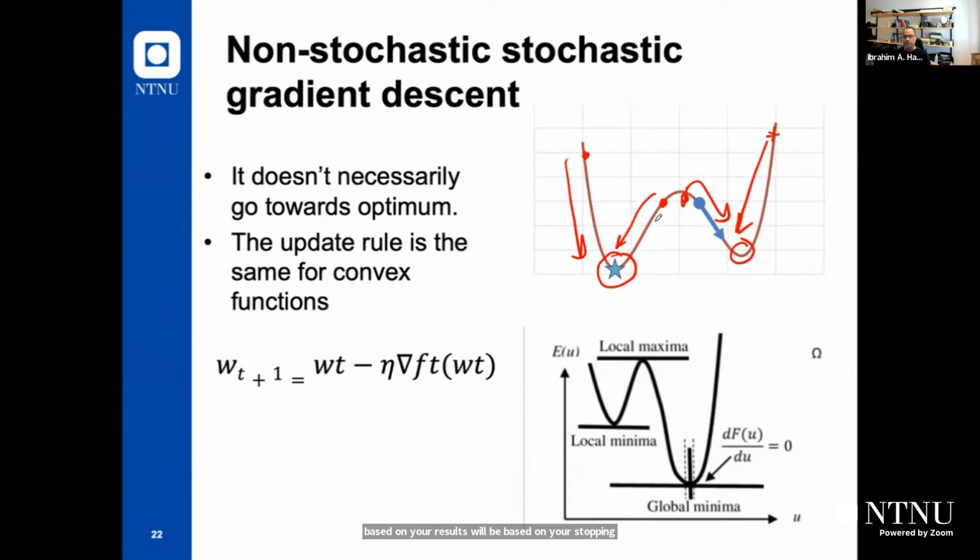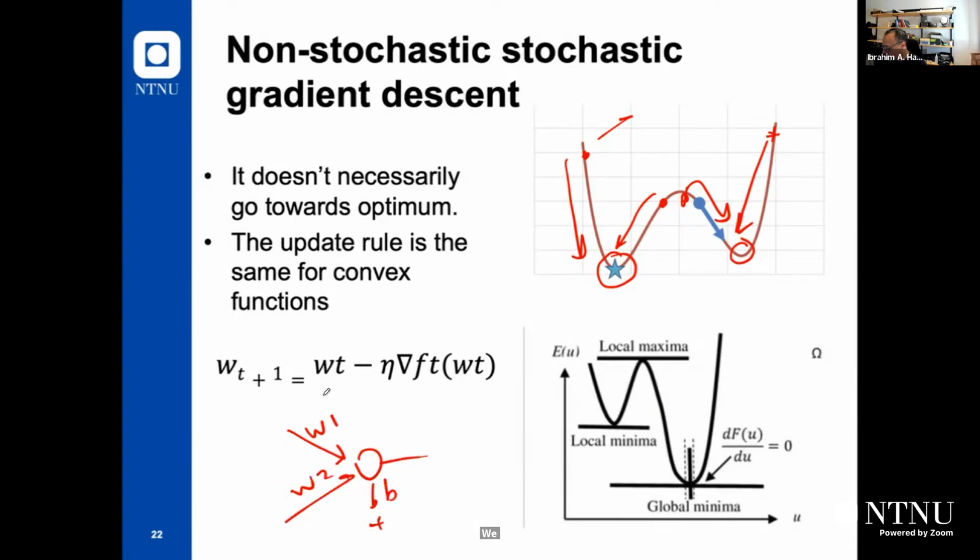When your function is non-convex, your results will be based on the starting point. The starting point means the initial values. We are talking about omega, right? When you have a perceptron, you have here omega 1, omega 2, and the bias. So the starting point, in fact, is the random initial values which we will use to initialize omega 1, omega 2, and b.